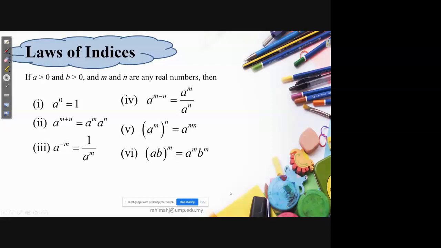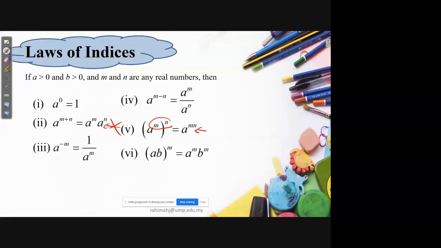So don't get confused here. It's not similar. A to the power M plus N is A to the power M multiplied by A to the power N. But when we have a bracket like this, it is A to the power M multiplied by N. If you have tried to solve an Euler equation, when we want to write back our solution in terms of x or in terms of t, then we need to know this.